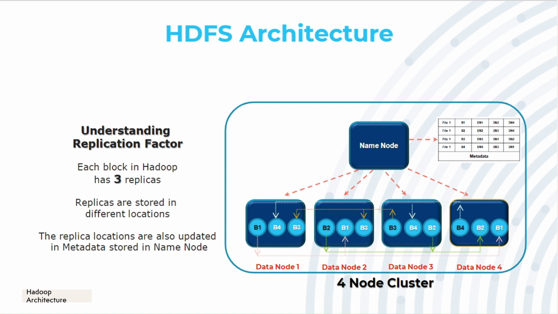So, understanding the replication factor: as we know, each block in Hadoop has 3 replicas. Okay, replicas are stored in different locations. See here, block 1 is at data node 1, block 1 is at data node 2, and block 1 is at data node 4. So this is distributed across different data nodes, not at only one place. The replica locations are also updated in the metadata store in the name node.